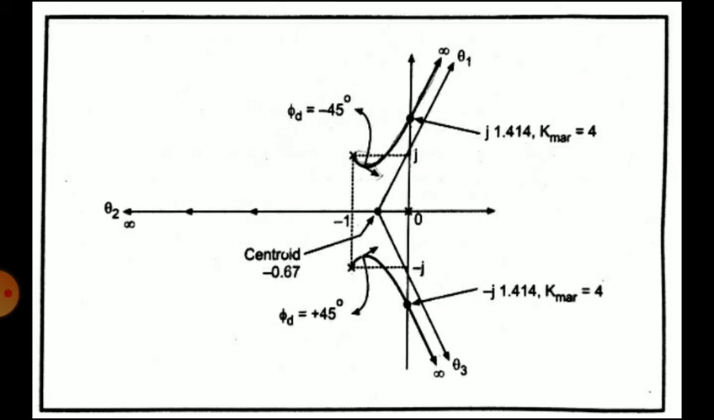So this is regarding example number 2. The value of K marginal is equal to 4, that is the intersection point that is shown, that is j1.414 at the top as well as at the bottom. The centroid is used to draw the asymptotes that are shown. And because those parts of the root locus will not intersect on the real axis, they start from the complex poles.